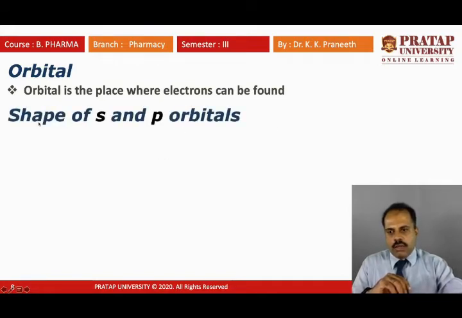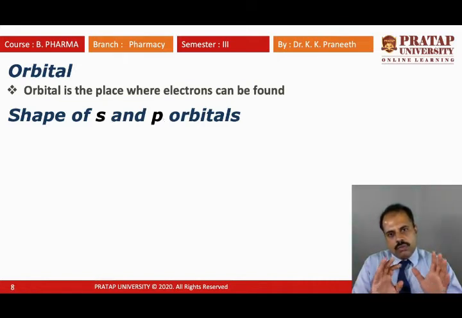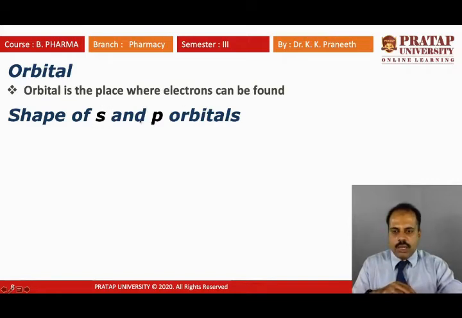So here I have also shown the shape of the 2 orbitals, S orbital and p orbital. There are different orbitals: S, p, d, f, but we only look at what matters for organic chemistry. The important ones are mostly S and p orbitals. Electrons are present in the S orbital, and electrons can also be present in the p orbital, because an orbital is the place where an electron can be present, right? So let's see the shape of the S orbital and the shape of the p orbital, which are more important in the case of pharmaceutical organic chemistry.